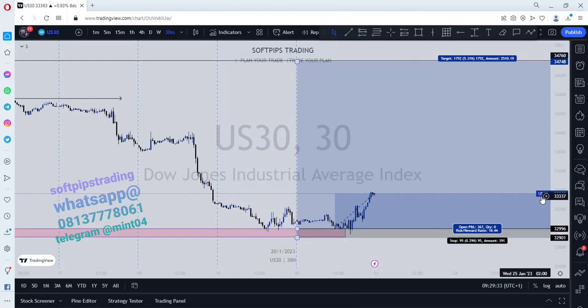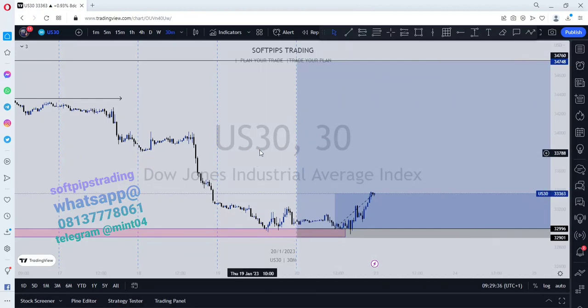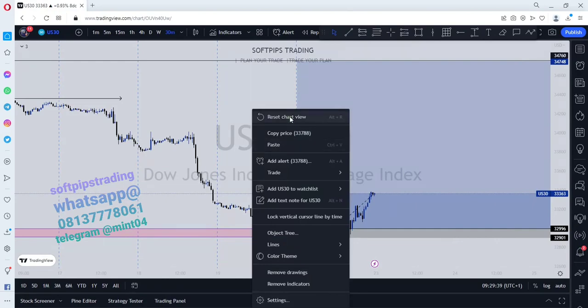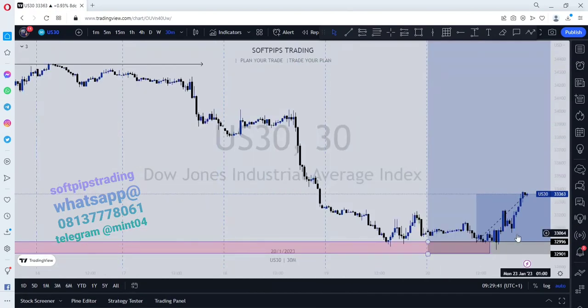You understand? So for this US30, it hasn't given me a clear re-entry, but look out for re-entry around this candle. That's all. I'll be giving you a chart on US30 from time to time as well. But that's all for today.